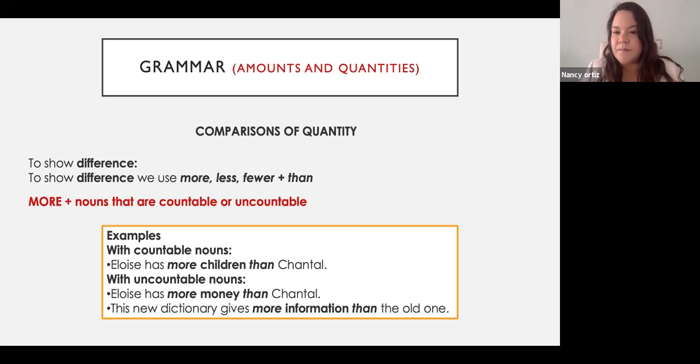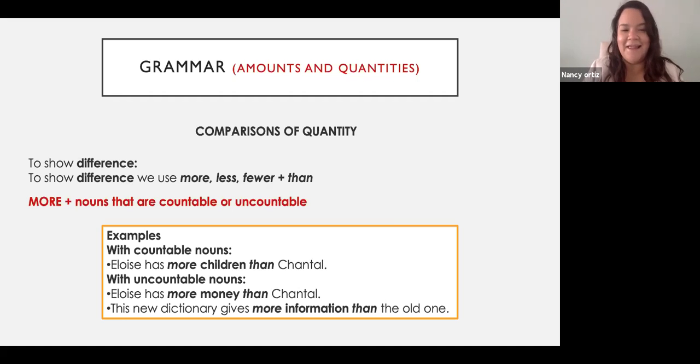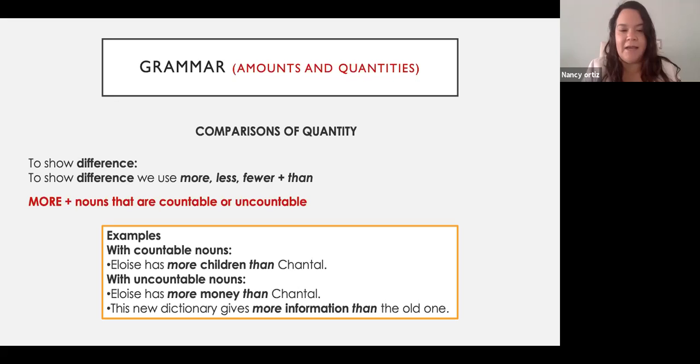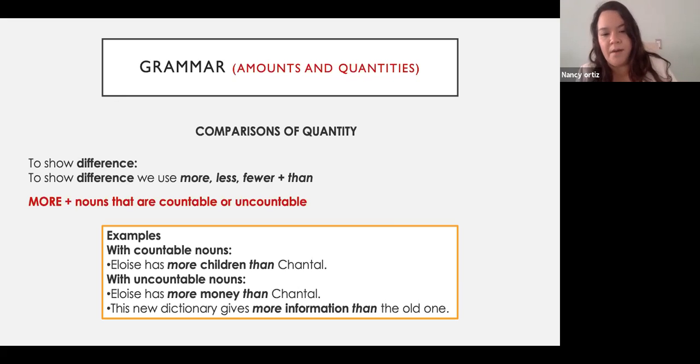Examples. Letty, can you please read the first example? Eloise has more children than Chantal. Chantal, it's a name. Chantal. Yes. Okay. Excellent. Now, this is with countable nouns. We can also use with uncountable, okay? Bere, can you read the second example? Yes, miss. Eloise has more money than Chantal. We can say more money, okay, in a comparison.